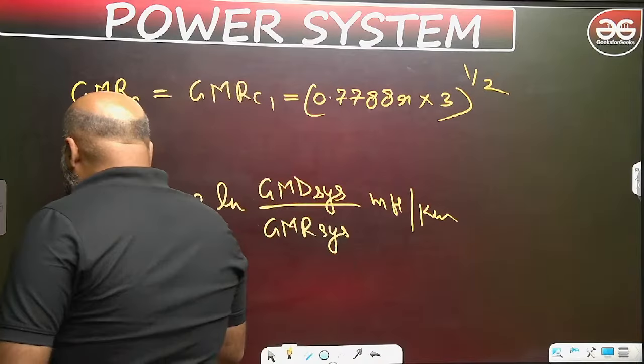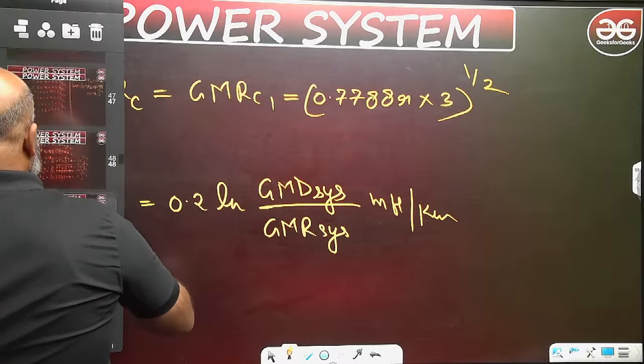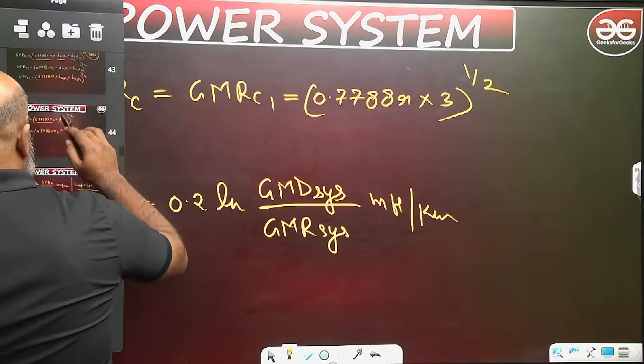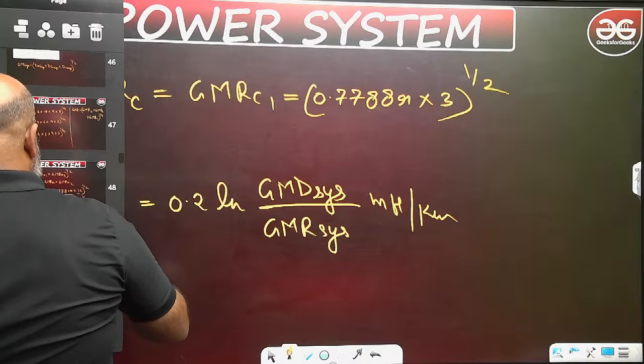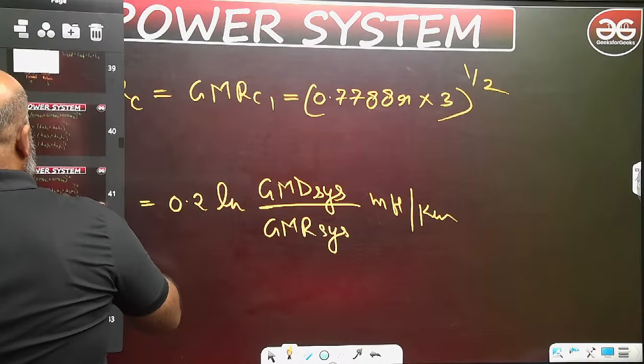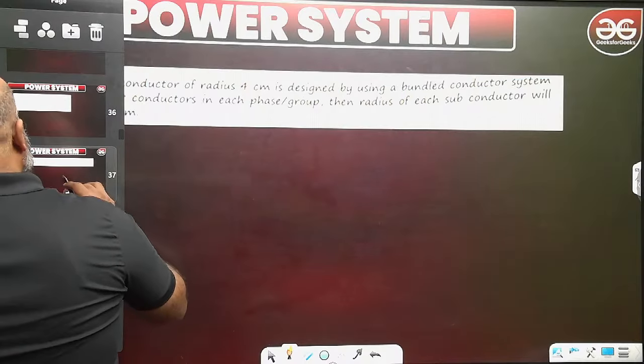Okay. So this was the case we were talking about. Let us go beyond this, and we have to talk about the line constant calculation. Before this, we have some more questions for bundled conductors. Let us do this.